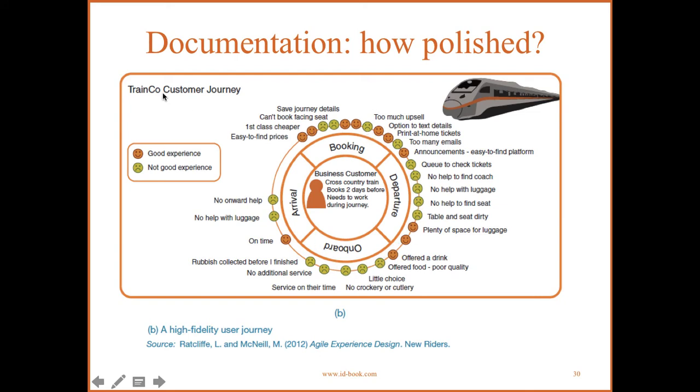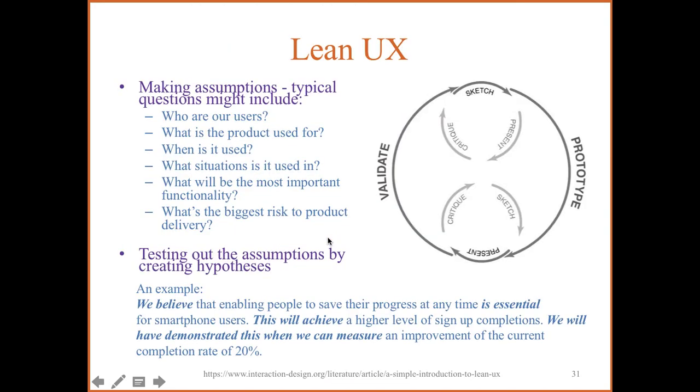And for the customer train application, they divided it into booking, departure, onboard, and arrival. So those are the features of the prototype system. Lean UX originally is a combination of Lean and UX. It's about validate and sketch prototype. It's almost like agile, but I think Lean UX is quite new.